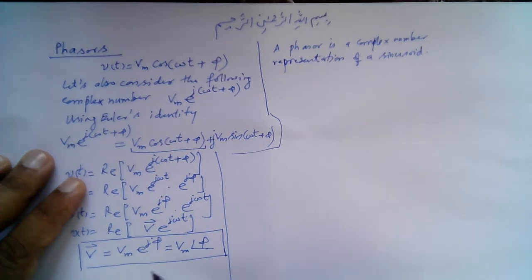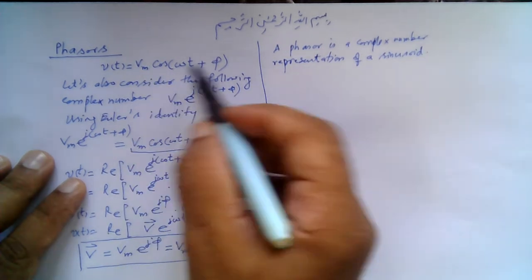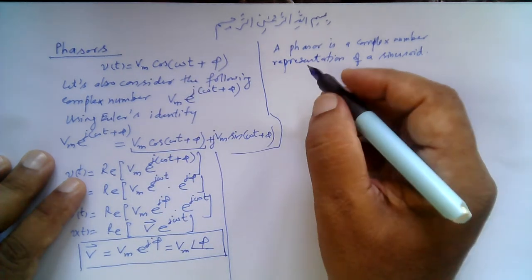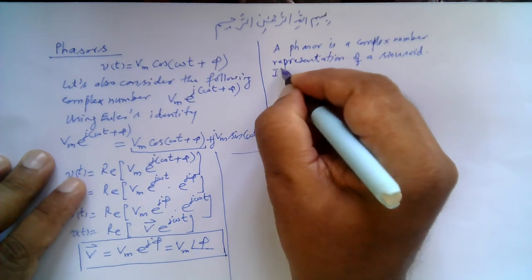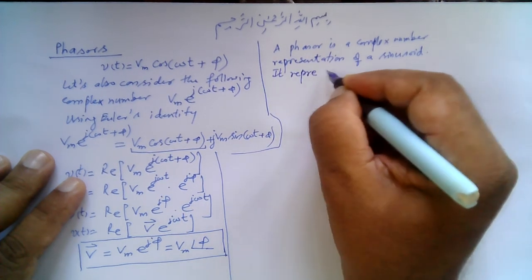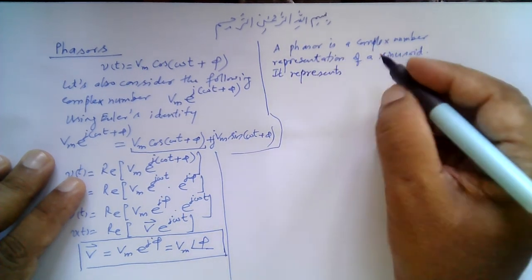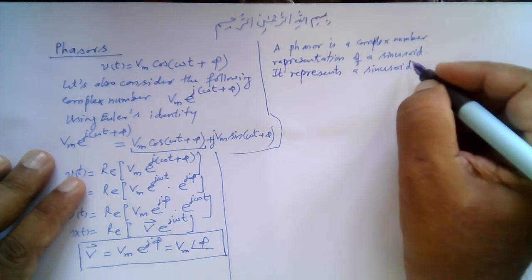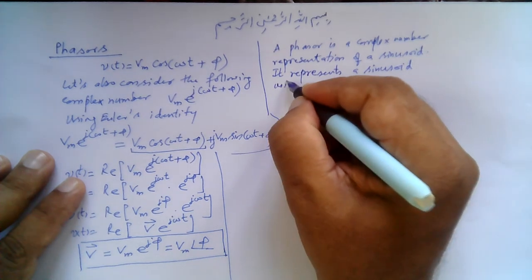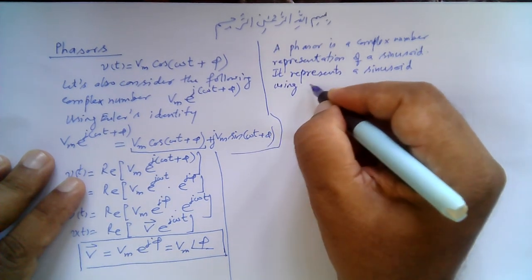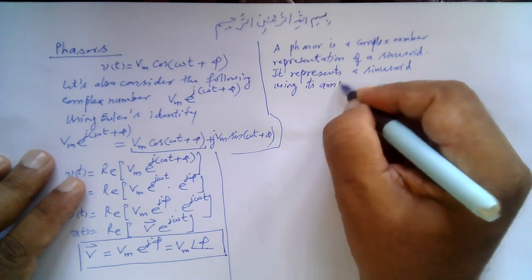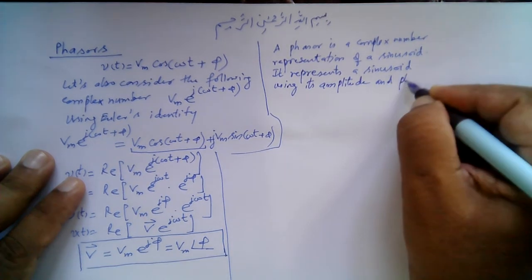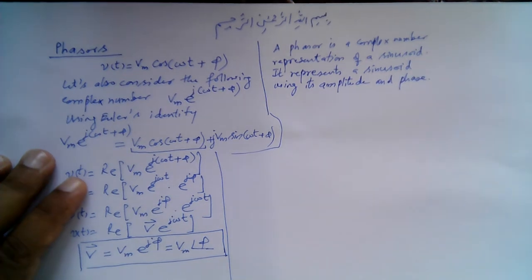And how does it represent the sinusoid? Using its amplitude and phase angle, while the term omega t is suppressed. So it represents a sinusoid using its amplitude and phase, right?